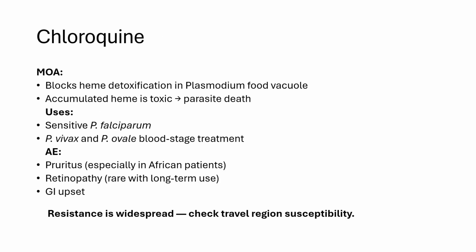Chloroquine, this was once the go-to drug for malaria and still is used in certain regions, but resistance is now more widespread. So you always need to check the local susceptibility when treating or planning travel prophylaxis. Mechanism of action, chloroquine blocks heme detoxification inside the plasmodium food vacuole.